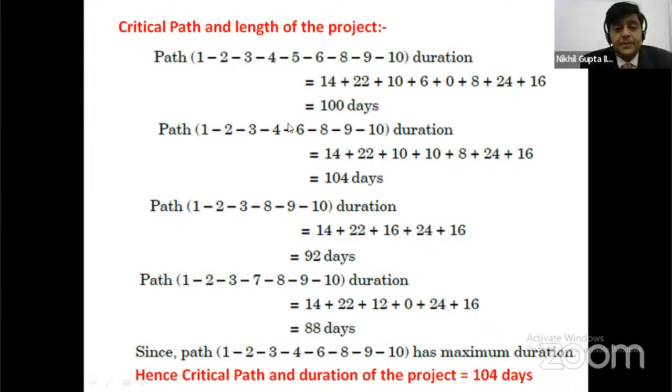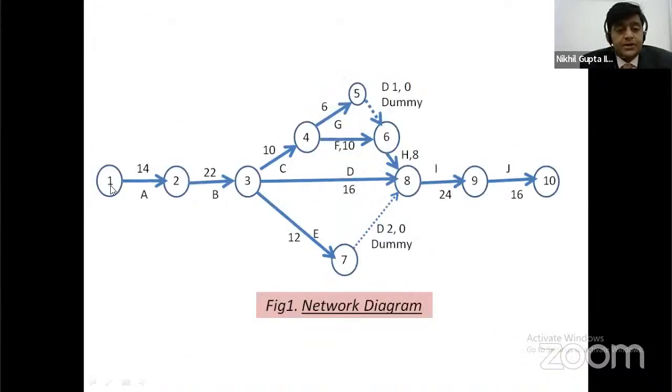The maximum is 104 days. So path number 2, meaning 1, 2, 3, 4, 6, 8, 9, 10, has the maximum duration. Hence, this is the critical path, and the critical length of this project is 104 days. Here, 1, 2, 3, 4, 6, 8, 9, and 10 is the critical path of this project.